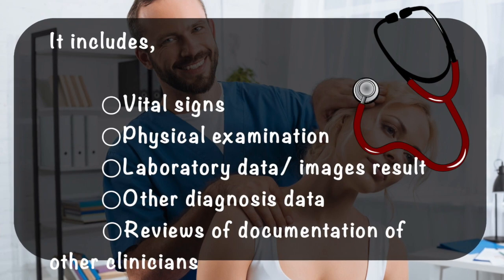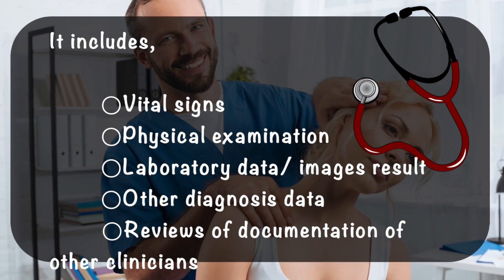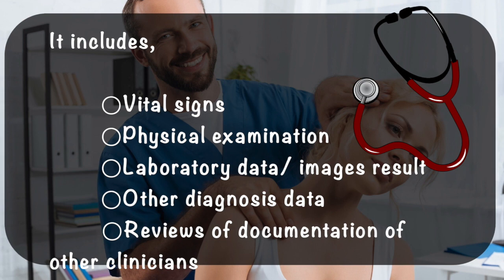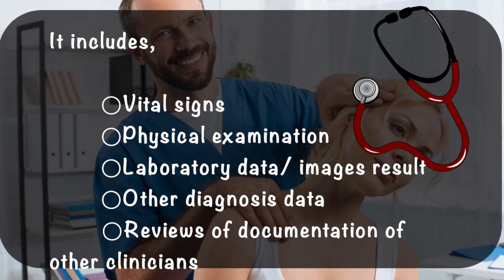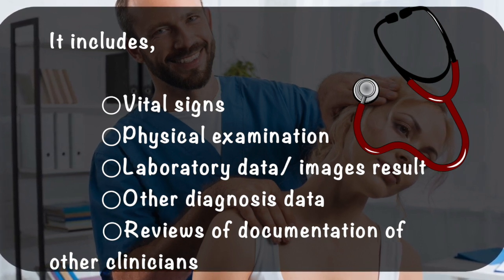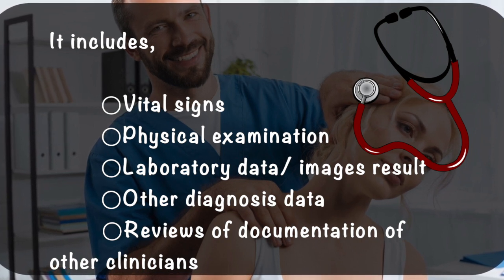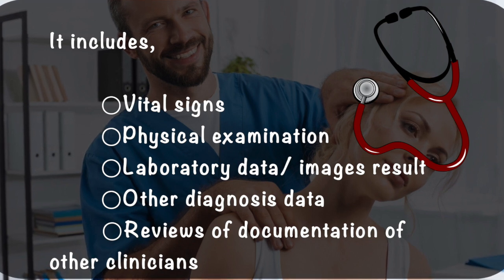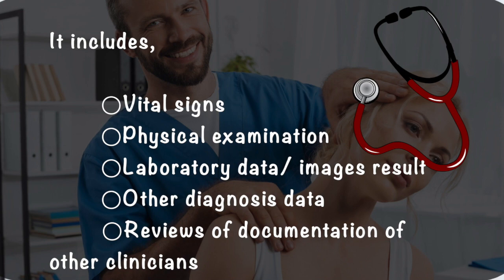The whole objective assessment mainly includes the examination of vital signs, that is measurement of blood pressure, heart rate and respiratory rates, then whole physical therapy examination, then review of laboratory data and imaging data like X-ray, MRI and CT scan, the other diagnosis data like special test and other functional scales, and the review of documentation of other clinician data and reports.